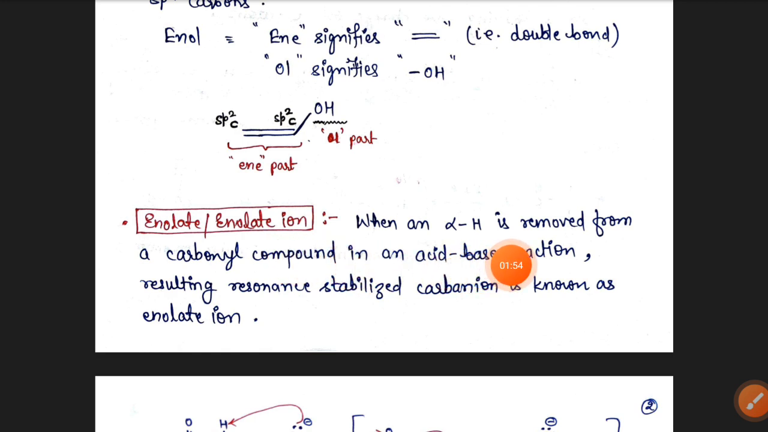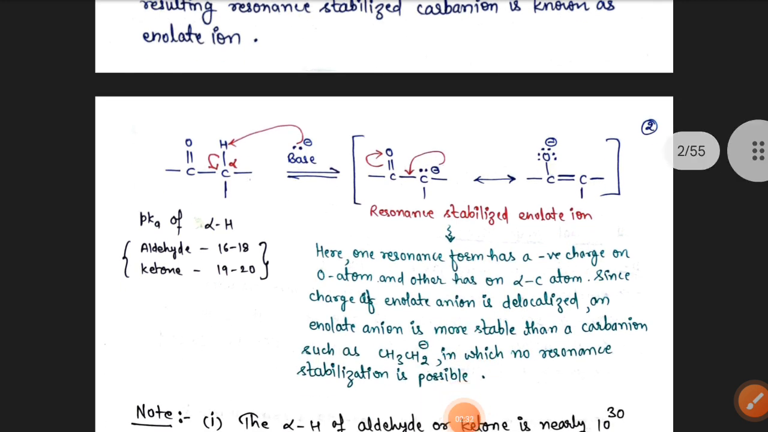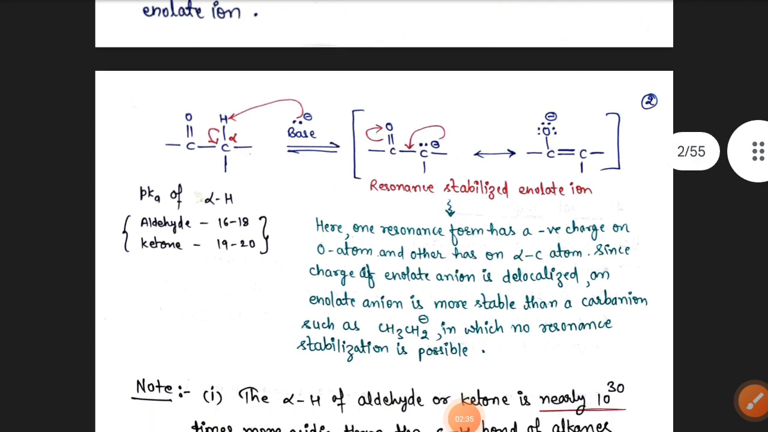Next, what is an enolate ion? When an alpha hydrogen is removed from a carbonyl group in an acid-base reaction, the resulting resonance-stabilized carbanion is known as an enolate ion. If a base is present in the reaction, the base attracts the hydrogen, and a negative charge is generated. This negative charge is delocalized through the carbonyl group and an enolate ion is formed. Enolate ions are stabilized by resonance, so they are very stable.